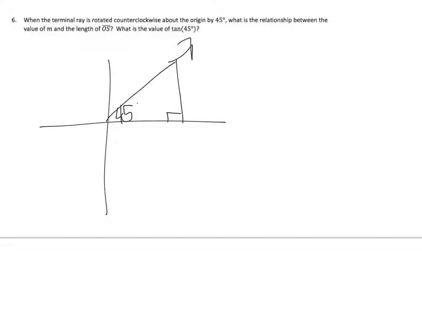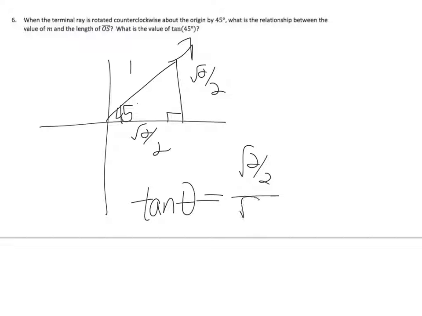When the terminal ray is rotated counterclockwise by 45 degrees, we are at square root of 2 over 2, square root of 2 over 2, and 1. Tangent theta, or tangent of 45, is square root of 2 over 2 over square root of 2 over 2, which equals 1. Cool. All right, number 7, we're going to go through these exercises.